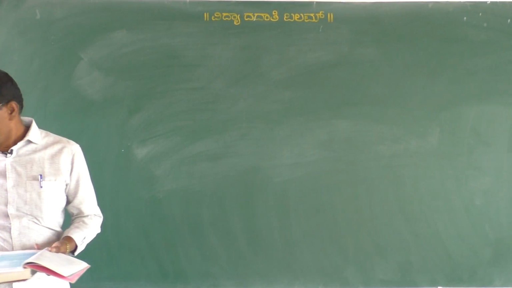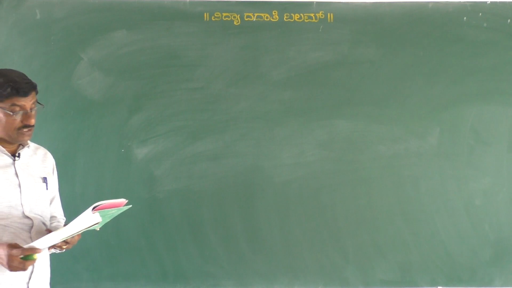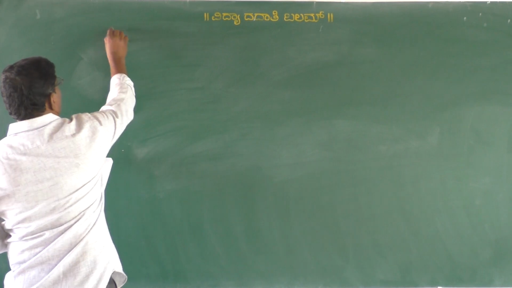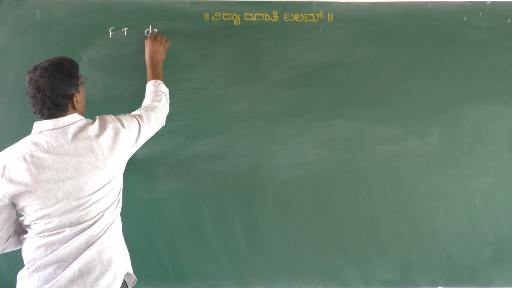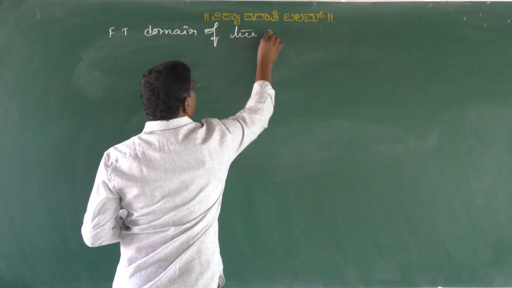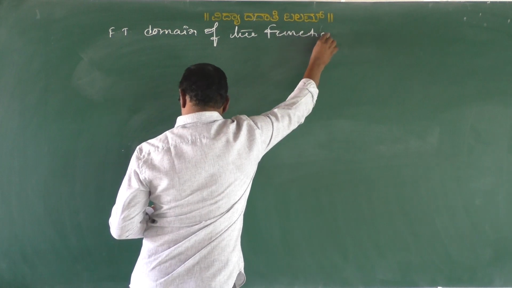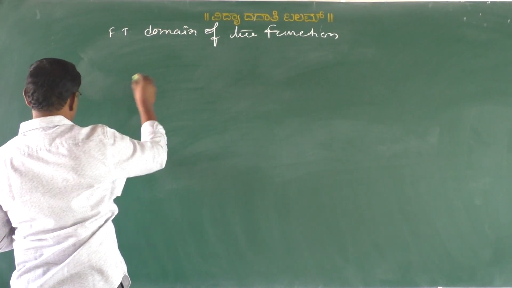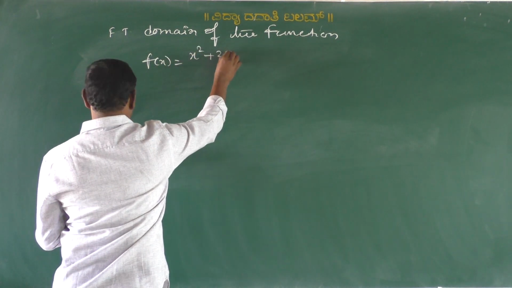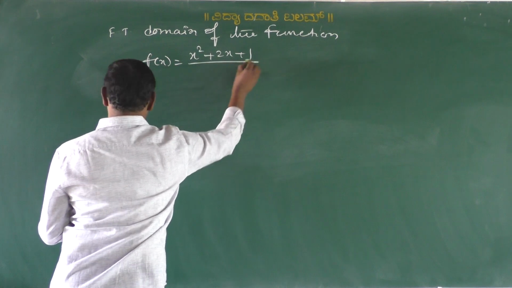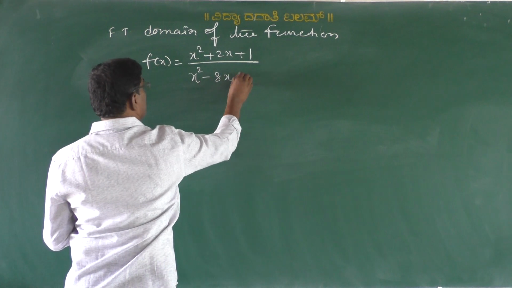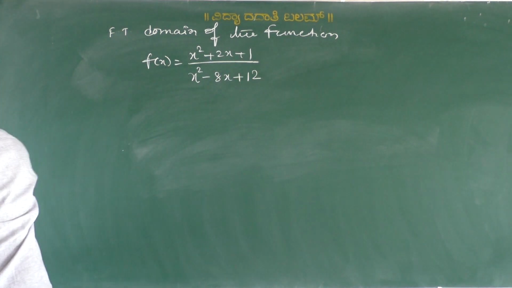Important for the point of both theory and CET examination, that is the next problem. Find the domain of the function. The given function is f of x is equal to x square plus 2x plus 1 divided by x square minus 8x plus 12. This is the given function.